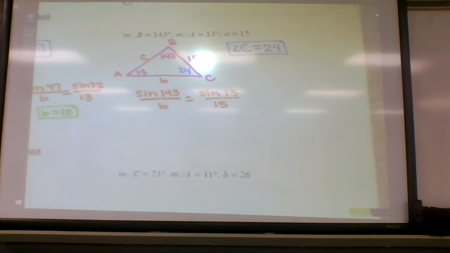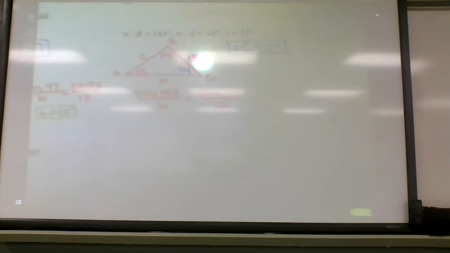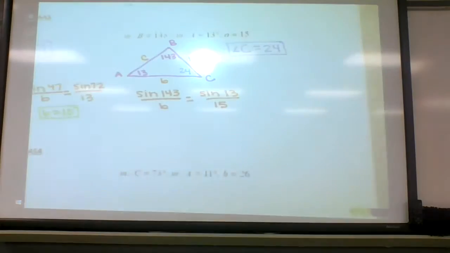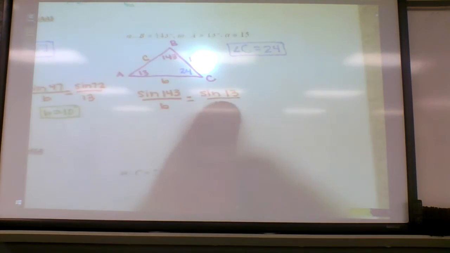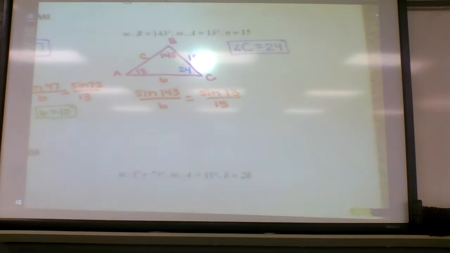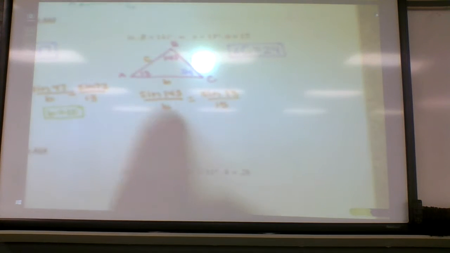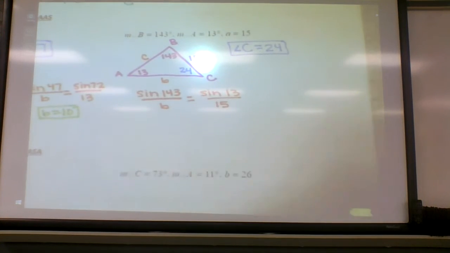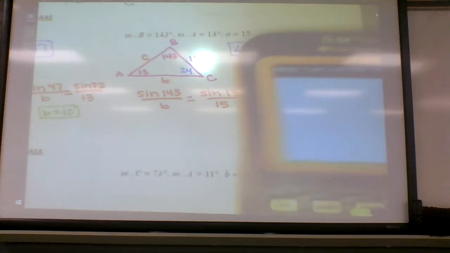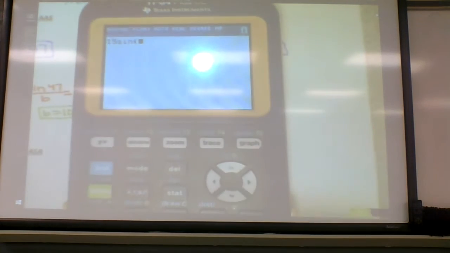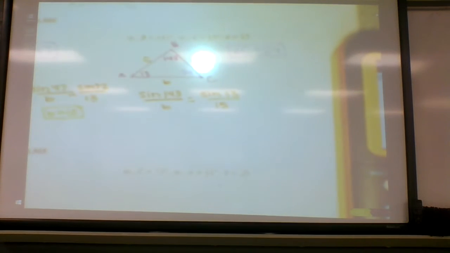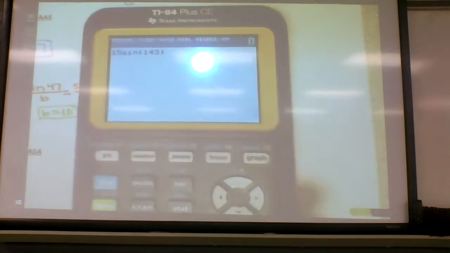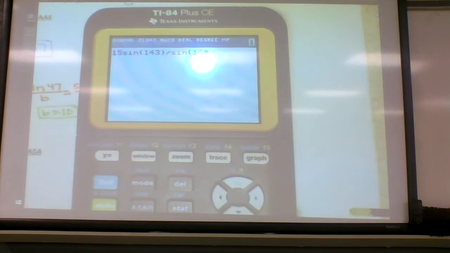And this equation solves just like the last one, yes. Cross multiply, right? And then do your division. So you're going to multiply here, and then divide over. You do not have to write anymore. If you write this, you can go ahead and tell me what b is. If you want to write more on the solve, you can. So this would be 15 times the sine of 143 on the cross multiply. And then it'll be divided by the sine of 13.